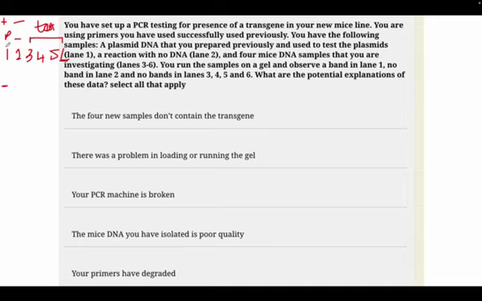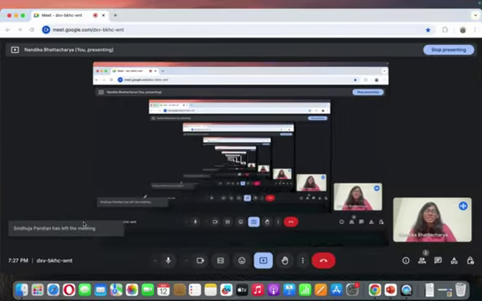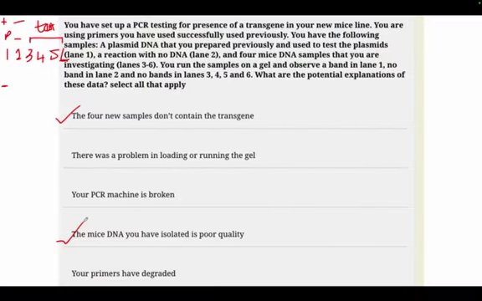So since we're getting a band in a positive control, we know that the machine is working, right? We know our procedure is working. So there was no problem in running the gel, there was no problem in the PCR, and the primers did not degrade. So now, since you are not getting any band here, one option is that the 4 samples don't contain the transgene. That is possible. Or the other option is that the mouse DNA that we isolate is of poor quality. This is also possible. If the template is of poor quality, then we will not get effective amplification. Okay, and we will not see any band in our PCR reaction.